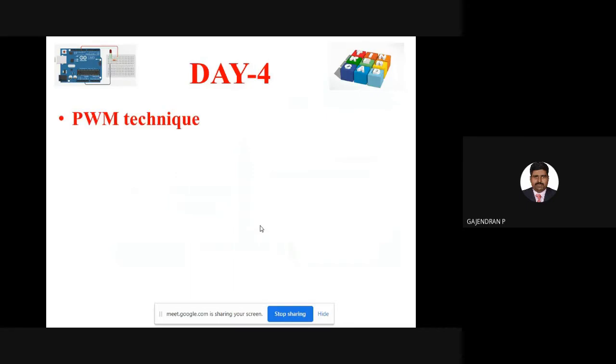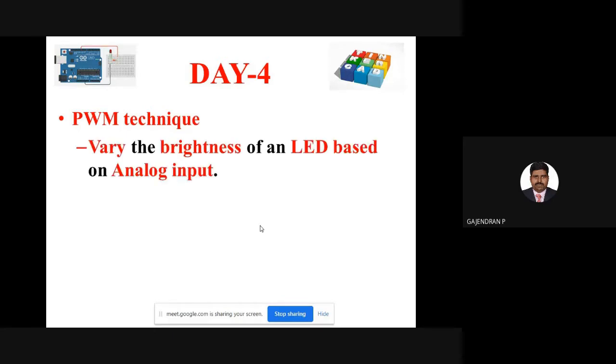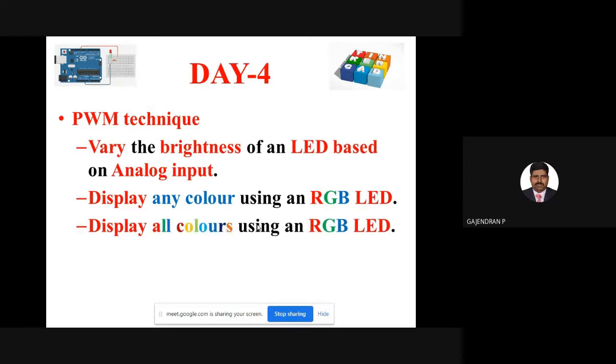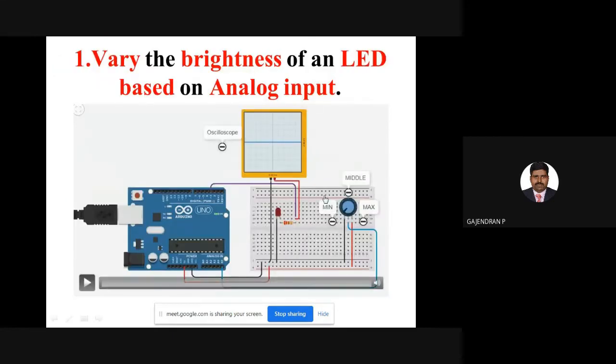So in last class, I hope everyone remembers, we learned the PWM technique. In that we did a few experiments. One is to vary the brightness of the LED by reading analog input value. The second one is to display any color using RGB LED. The third one is to display all colors. So these are the three experiments we learned last class.